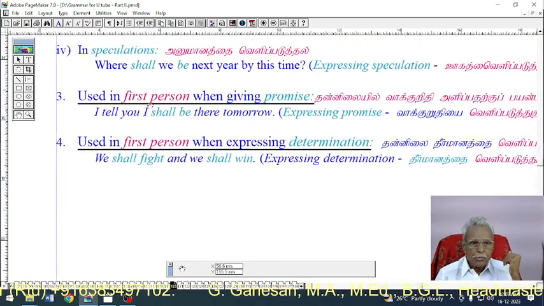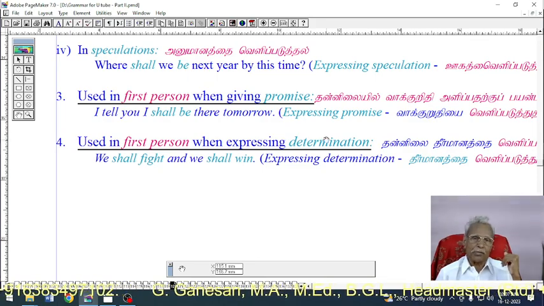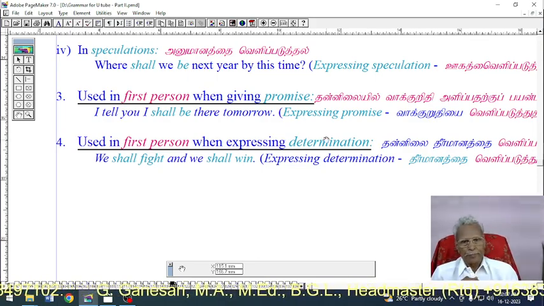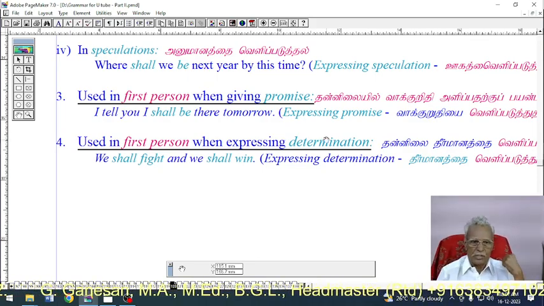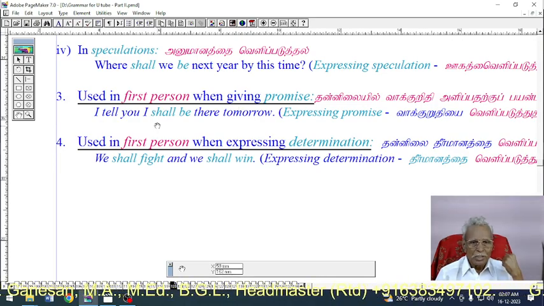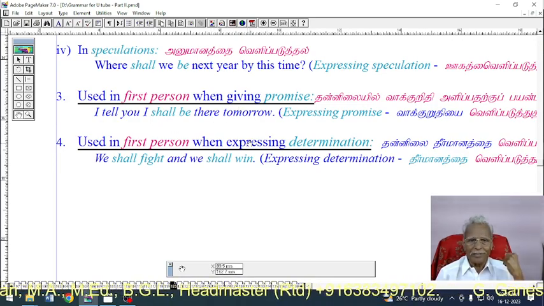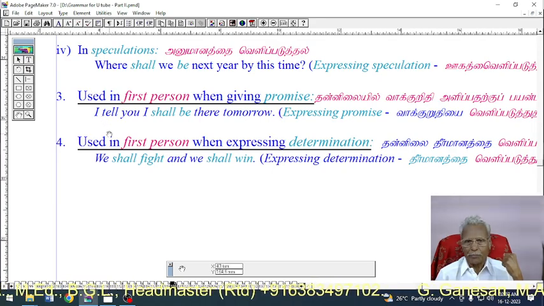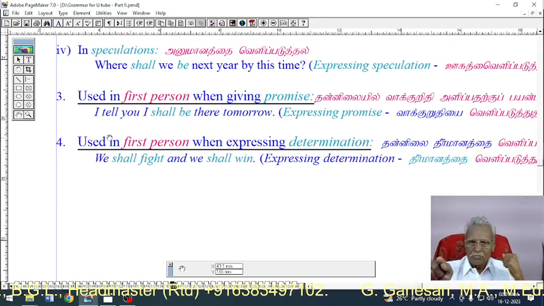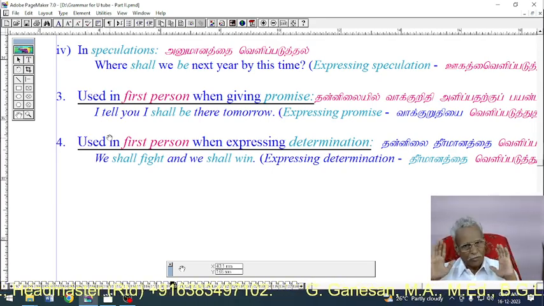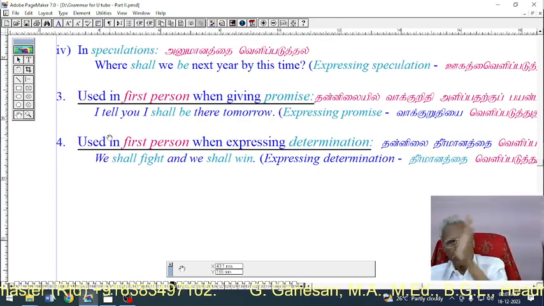Then, shall is used in the first person when giving a promise. To give a promise, shall is used in the first person. I tell you, I shall be there tomorrow. So the speaker is giving the promise. Definitely I will be there tomorrow.